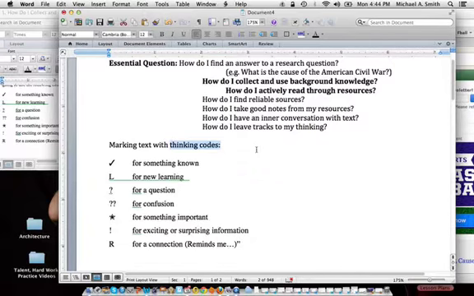How do you do that? How do you activate your thinking? Mark it up as you read it. And so here are some symbols that we're going to use to mark up our thinking.